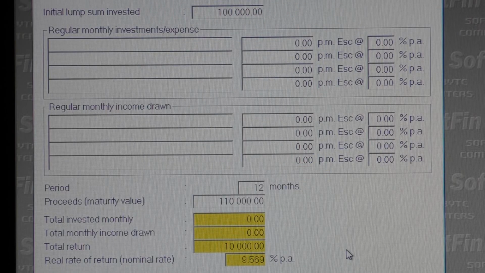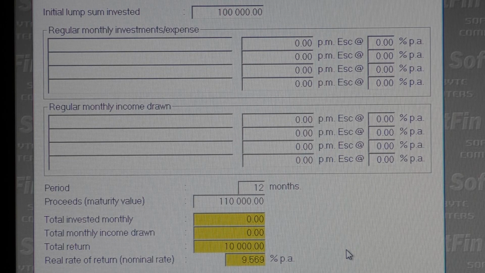This calculator can be used to show the real rate of return on any type of investment, from a simple single premium investment to a complex property investment with ongoing escalating expenses and drawings. In this simple example, we gave an investment company 100,000 Rand, and after 12 months the investment matured and they gave us back 110,000 Rand, claiming a 14% per annum return.